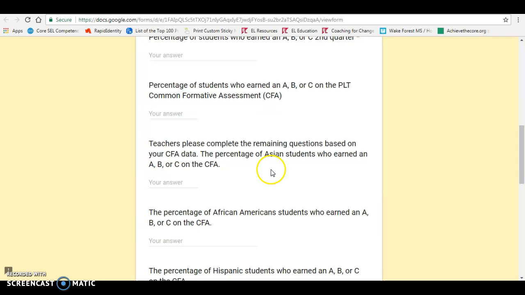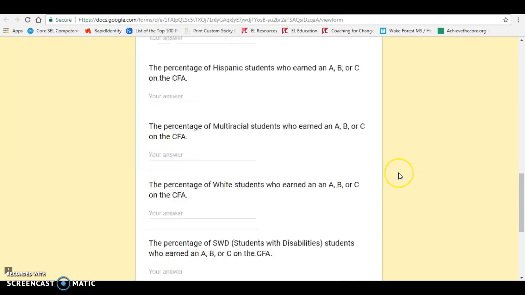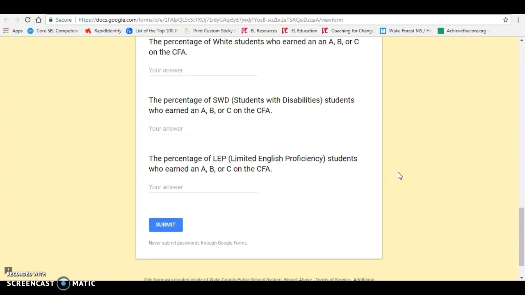And that is the same thing for the remaining questions here. It just wants the percentage of students in that demographic group that scored an A, B, or C on the CFA. If you have any questions, please let me know, and I will do my best to clear it up. In addition, I'm going to send back out that report you got last time, which tells you how students are identified in case you don't have it.